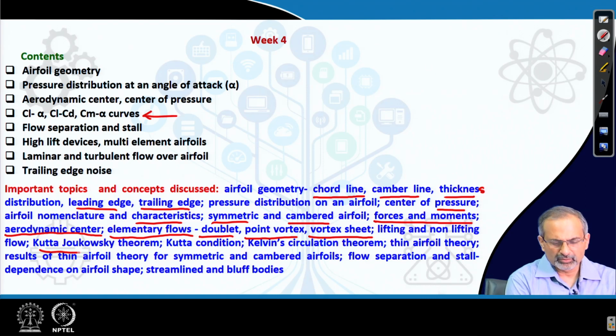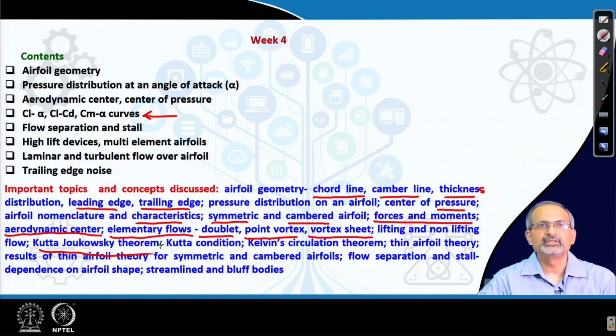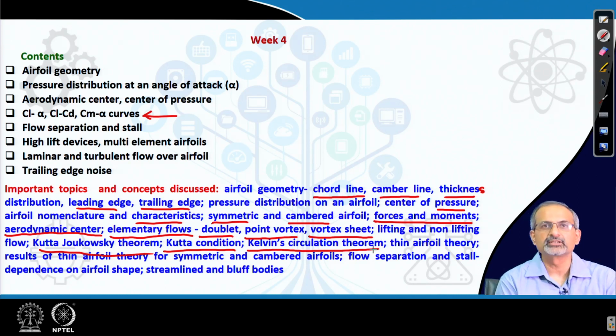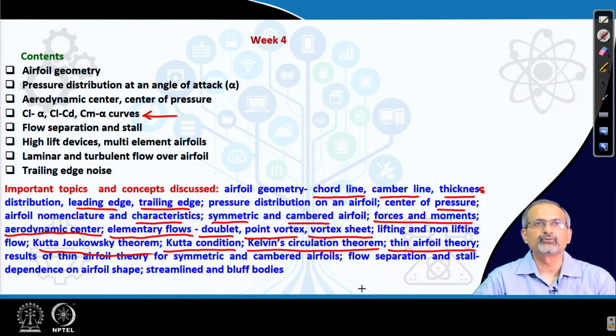We learnt about Kutta-Joukowski's theorem, which helps us to assess the lift per unit span on a lifting surface. We learnt about the Kutta condition, which is to be applied at the trailing edge of airfoils. We learnt about Kelvin's circulation theorem, and then we developed the thin airfoil theory, which is a very, very important tool in analyzing potential flow past airfoils. We applied the results of thin airfoil theory to symmetric and cambered airfoils.